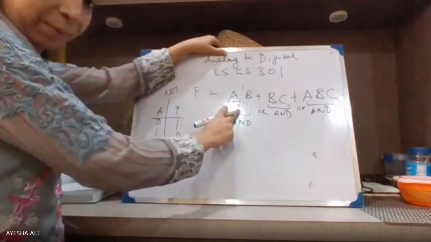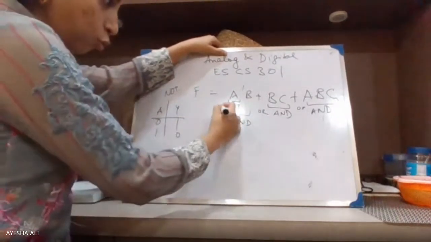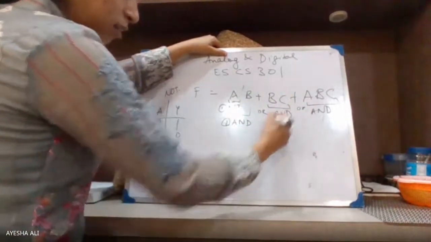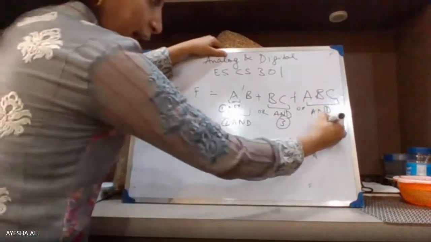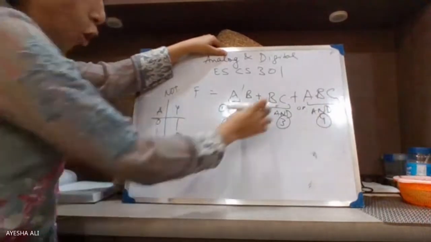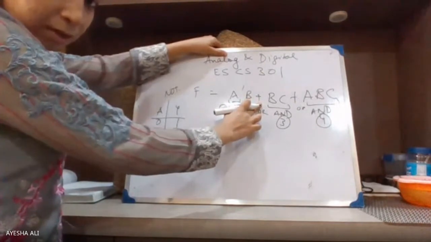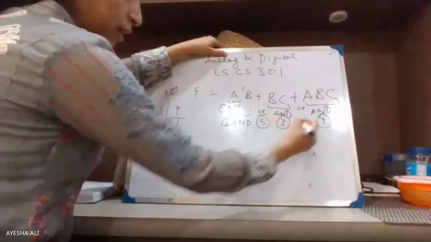First there's a complement, then there's an AND. That is 1 gate, 2 gate. This entire thing is an AND, third gate. Again AND, 4. Then you're ORing these two. Plus means OR, right? Everyone knows plus means OR. So this is 5th and this is 6th.